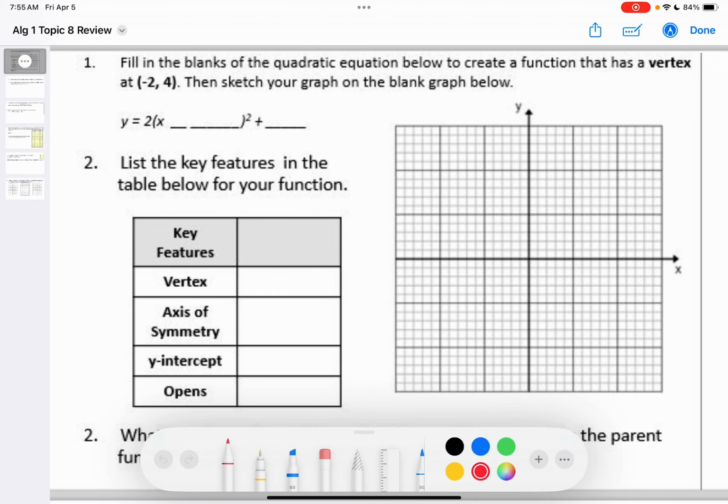All right, this is the review assignment from class that we looked at on Thursday. So the first one, we have a vertex. We're given the vertex, so we have the x value and the y value. We need to sub that into the equation to create an equation.